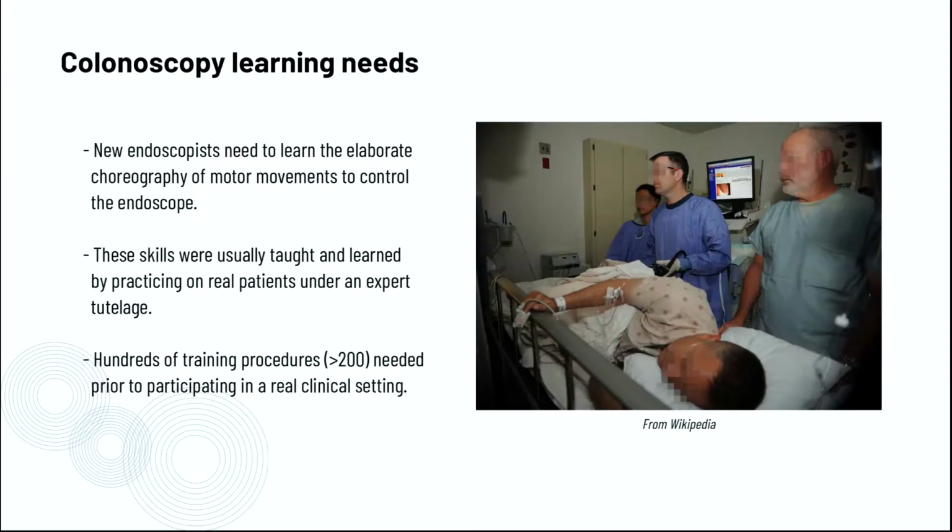Colonoscopy, or lower gastrointestinal endoscopy, is a medical procedure whereby a healthcare professional displaces a flexible endoscope along the large intestine to perform examinations or even interventions. Reaching expertise in this type of intervention requires that apprentices learn the elaborate choreographic movements to control the endoscope, usually with real patients under the tutelage of an expert. Such training methods hinder the learning process, as hundreds of training procedures are needed prior to achieving expertise.